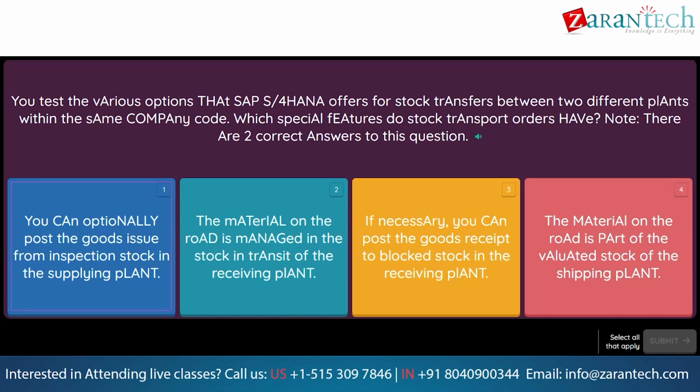Option 1: you can optionally post the goods issue from inspection stock in the supplying plant. Option 2: the material on the road is managed in the stock in transit of the receiving plant. Option 3: if necessary, you can post the goods receipt to block stock in the receiving plant. Option 4: the material on the road is part of the valuated stock of the shipping plant.